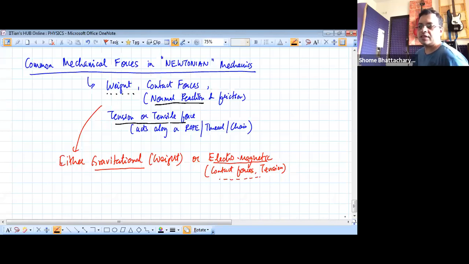Yes, tensile force is actually the proper name for it. Tension is like a short form. Tensile force is the proper technical name for a force that acts along a rope or a thread when it has a tendency to get stretched. When external forces act on it in such a way that it has a tendency to get stretched, the force that acts along the length of such a material is called the tensile force, or tension in short form. We just call it tension.